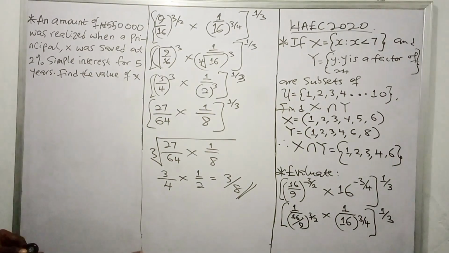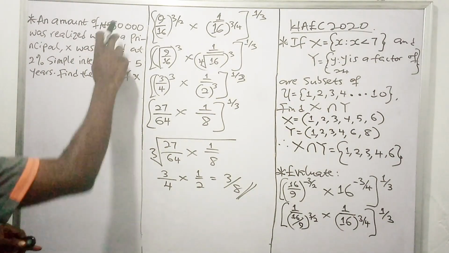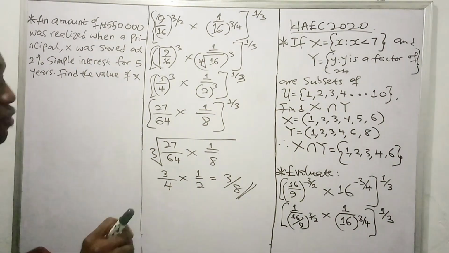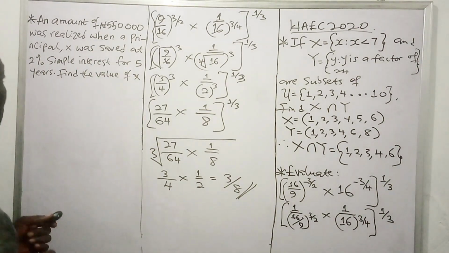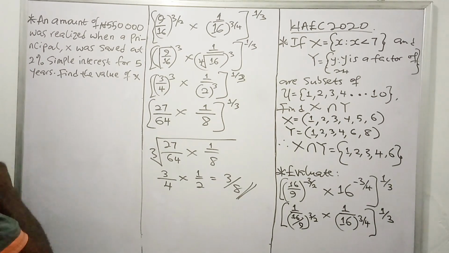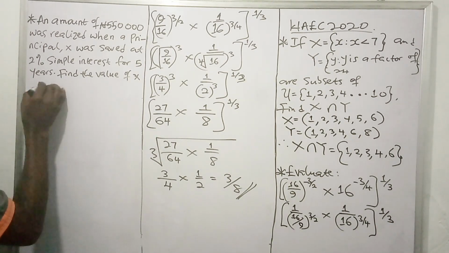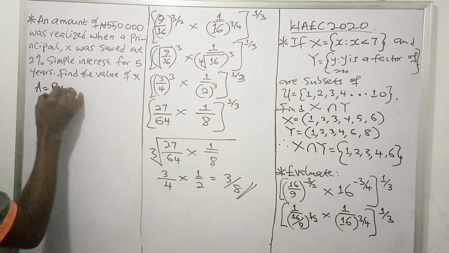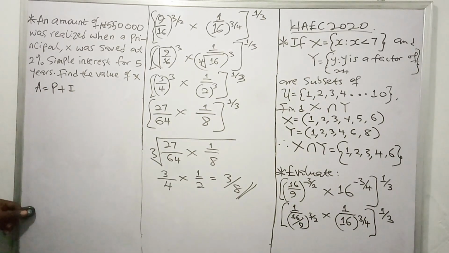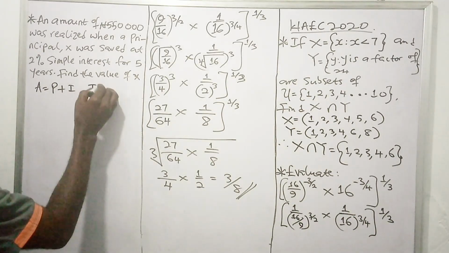Now we're given time, we're given the rate. What we don't have is the interest. The 550,000 there is the amount. So here you agree with me that the formula for finding the amount is the principal plus interest. Also the simple interest formula is PRT over 100.